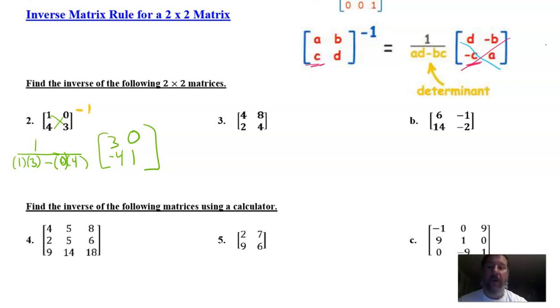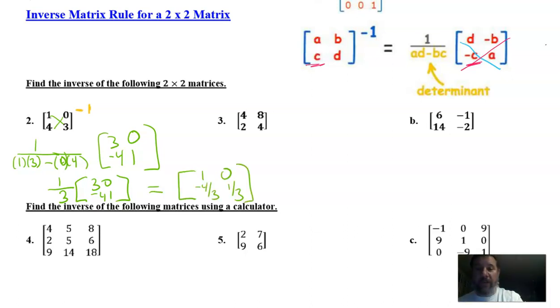Then I find my determinant and multiply this stuff together. 1 times 3 is 3, and 4 times 0 is 0. So I get 1/3 times this new matrix. Now I just need to do my scalar multiplication, multiplying everything by 1/3. 1/3 times 3 gives me 1. 1/3 times 0 is 0. 1/3 times -4 is -4/3. And 1/3 times 1 is 1/3. So this is our inverse matrix. That is my inverse right there.